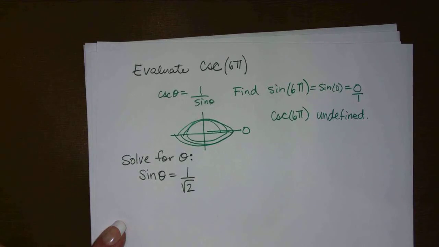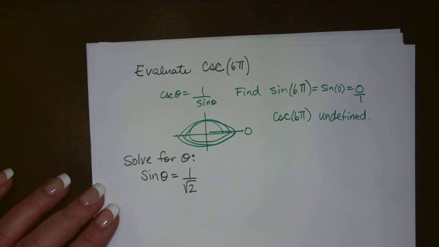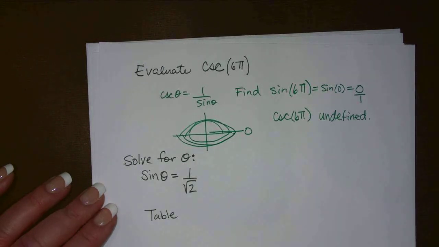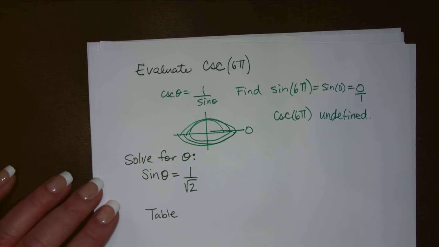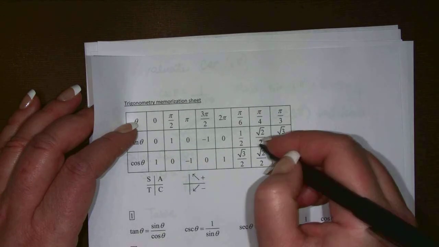So, how would we do that? Go to your table first. Go to the table and look up that sine. Where does sine equal 1 over root 2? It doesn't look like that on your table, but it's there. I had said root 2 over 2.